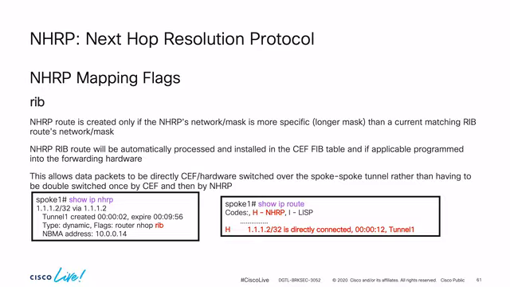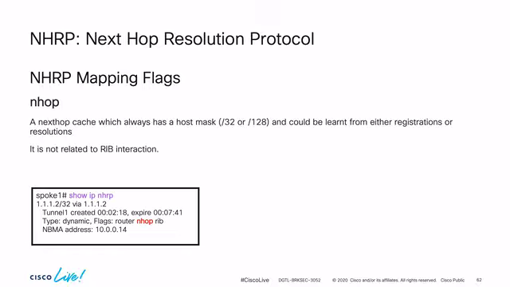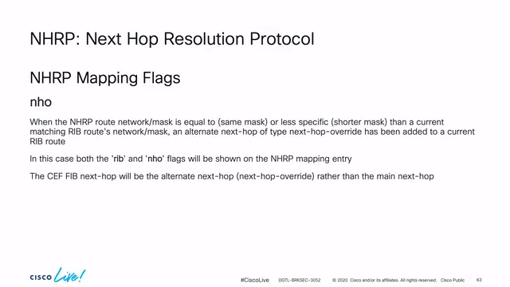The other different mappings which we see along with RIB is the next hop cache, or the NHOP. The next hop cache, as it says here very clearly, always has a host mask. So in case it is an IPv4, you would see it as a /32, and this is basically learned from either registrations or resolution, and it has got nothing to do with the RIB interaction.